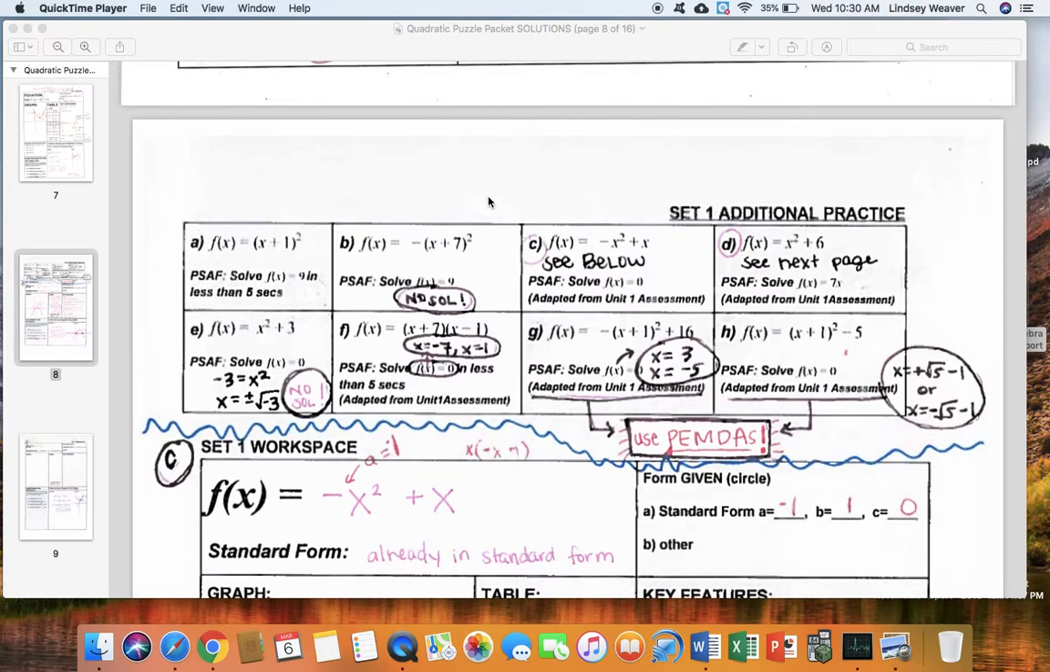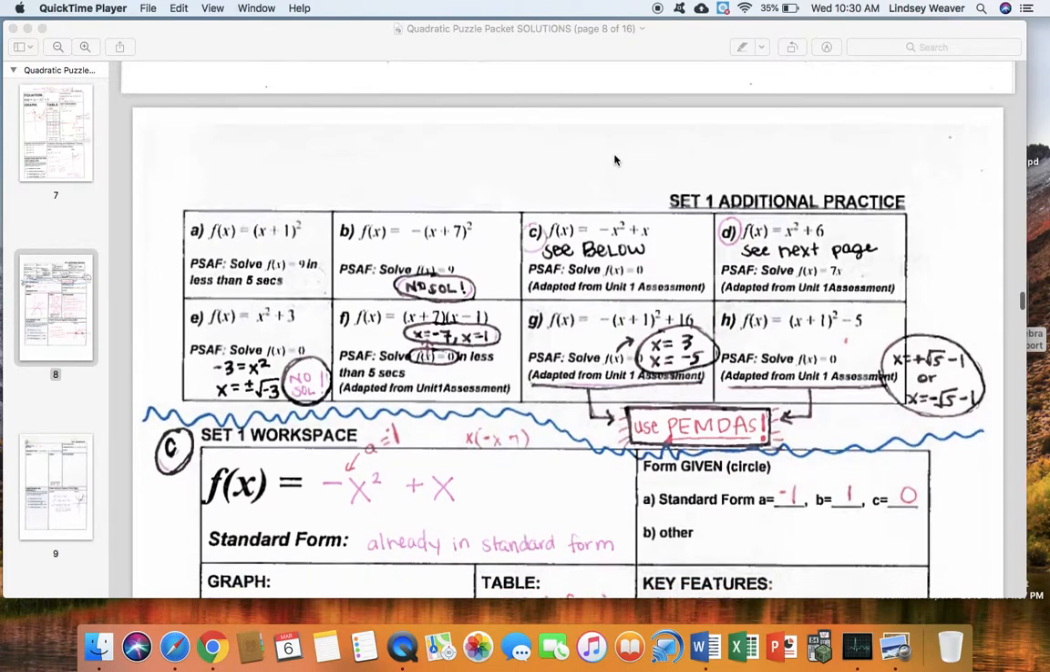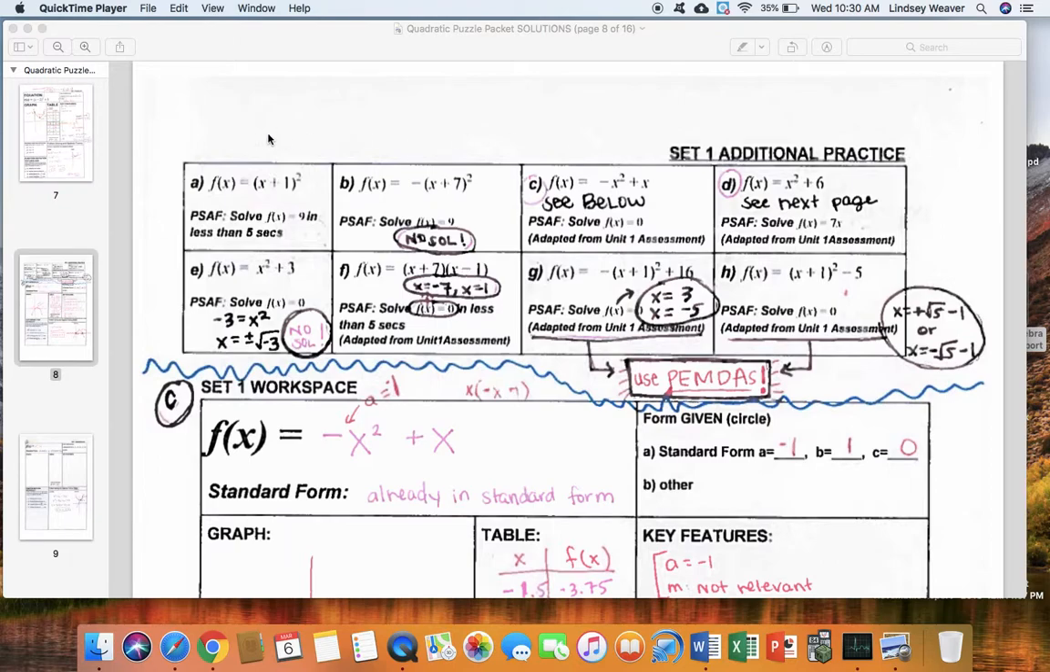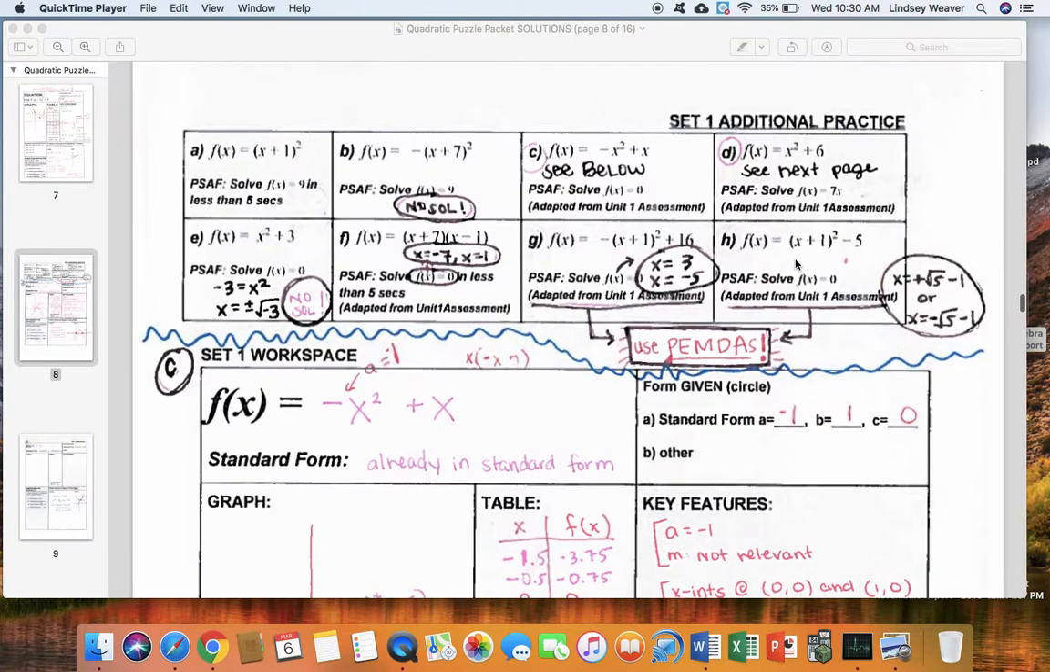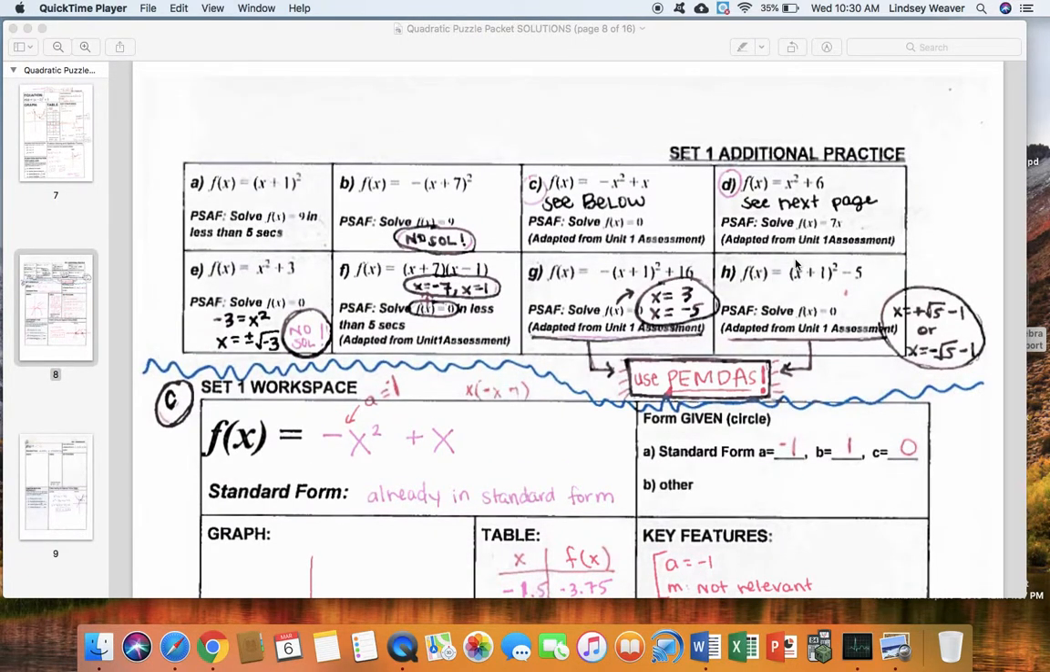Hi everyone, this is how you use set 1 additional practice. All of these optional problems are given up here, and you should choose probably 4 to 6 to try on your own. You would want to try ones that are challenging but not impossible for you, and try to do a variety.